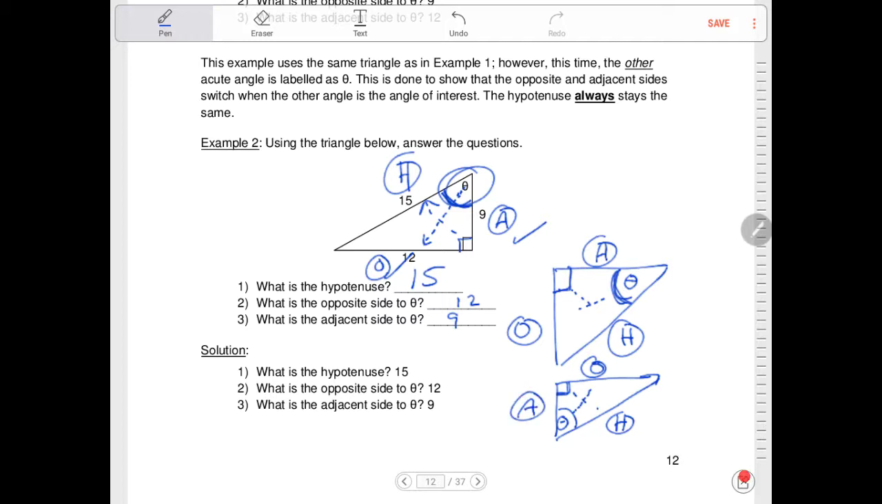That is really, really important. I would ask you that you try the practice questions. Ensure that you get them. If you don't, watch this video again or ask your teacher. It is so crucial that you are able to properly name, well, the hypotenuse, the opposite, and adjacent of any triangle.